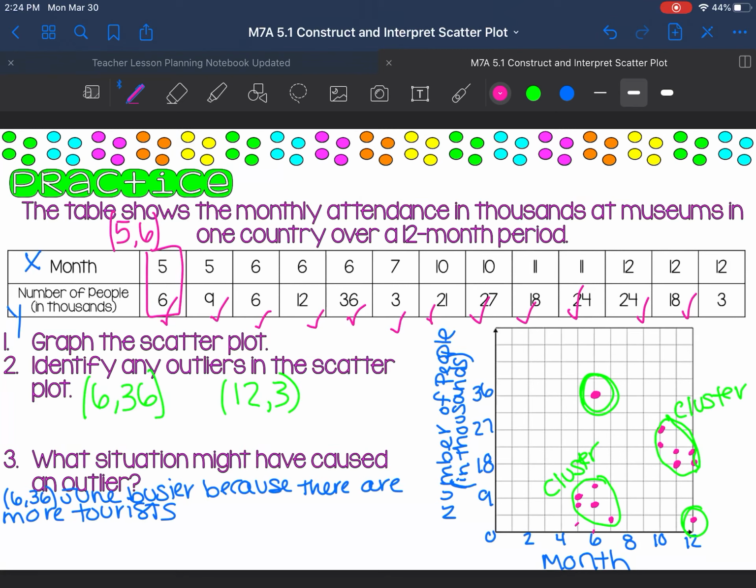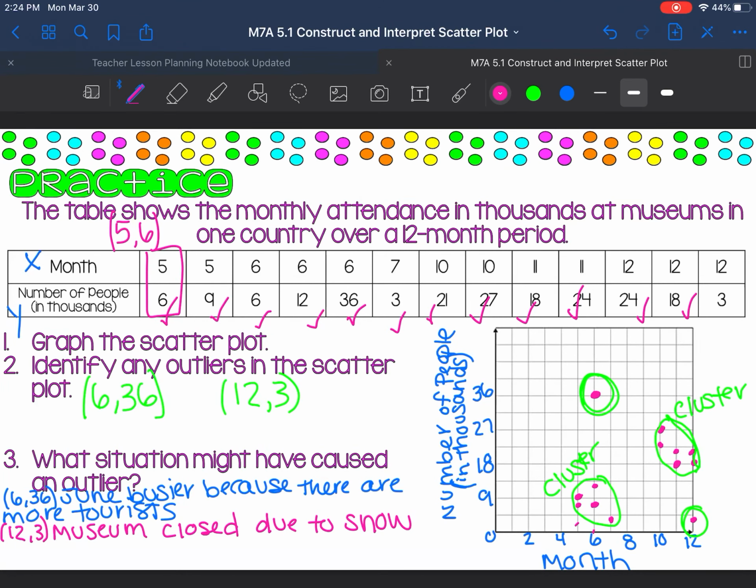Now let's look at our 12.3. So 12.3, that's December. What goes on in December? You got a lot of holidays. So maybe the museum closed early for holidays. Something else I was thinking about, maybe it closed due to snow. You know, a snow day. If it got so bad, people aren't going to travel to see a museum if it's snowing really bad.